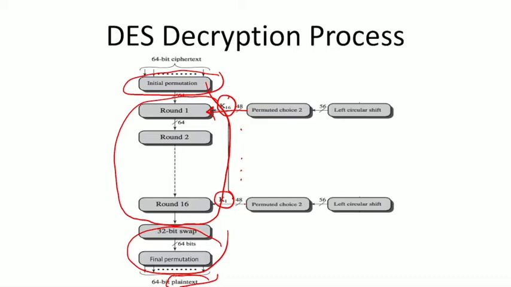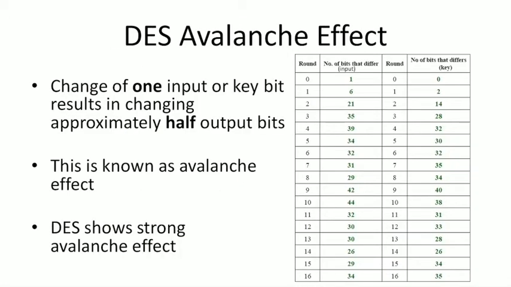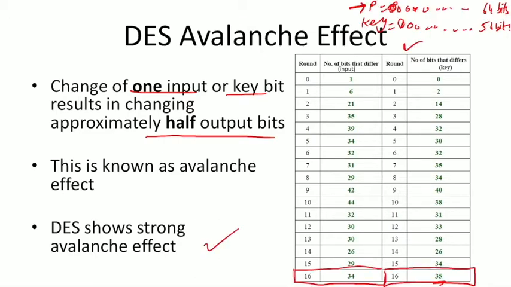Now, one key desirable property of any encryption algorithm is to have a strong avalanche effect, which means that the change of one input bit or one key bit should result in changing approximately half of the output bits. So basically, DES shows a strong avalanche effect.